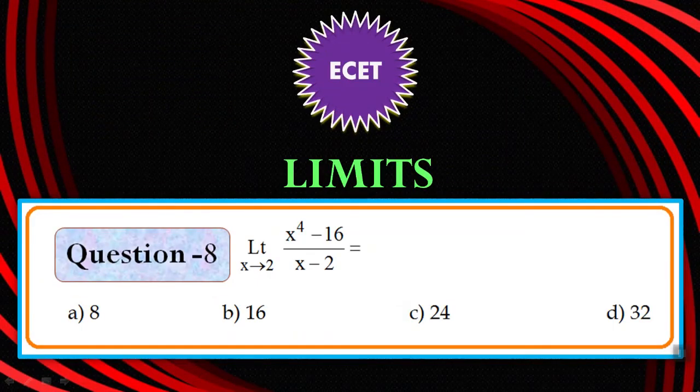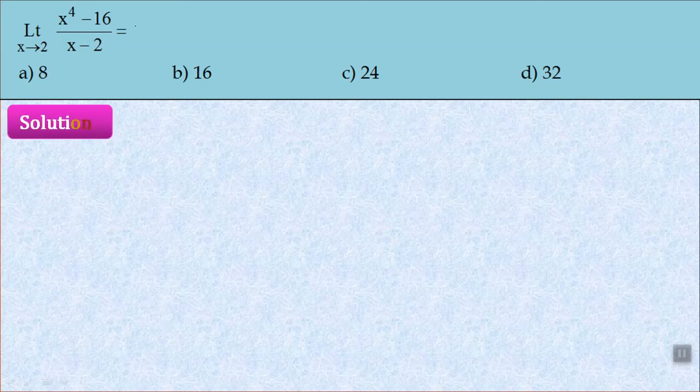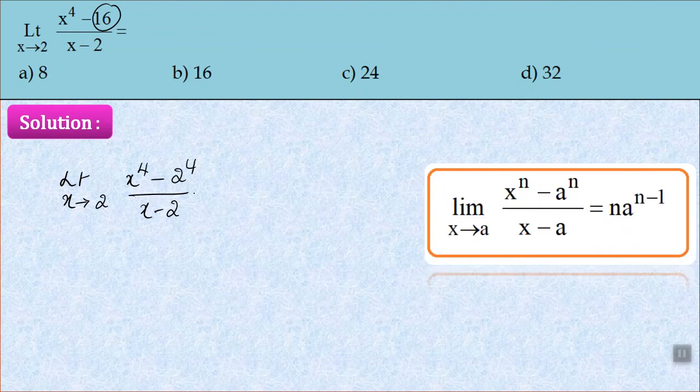Dear students, see the question number 8. Read the question and write it. The question is, limit x tends to 2, (x power 4 minus 16) by (x minus 2) is equals to. Let us start the solution.